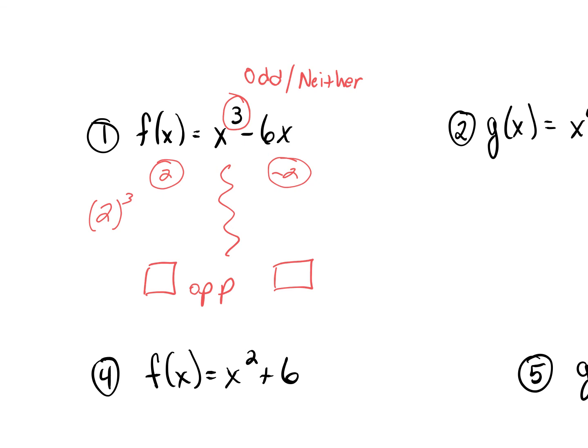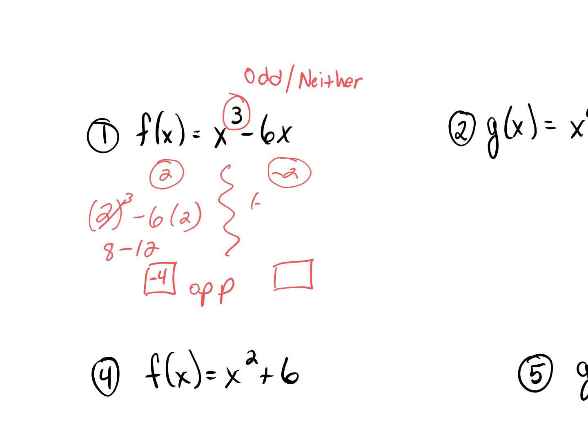2 cubed minus 6 times 2. What is 2 cubed? 8. What is 8 minus 12? -4. Don't skip steps on this either, guys. Really easy to make a silly mathematical error.